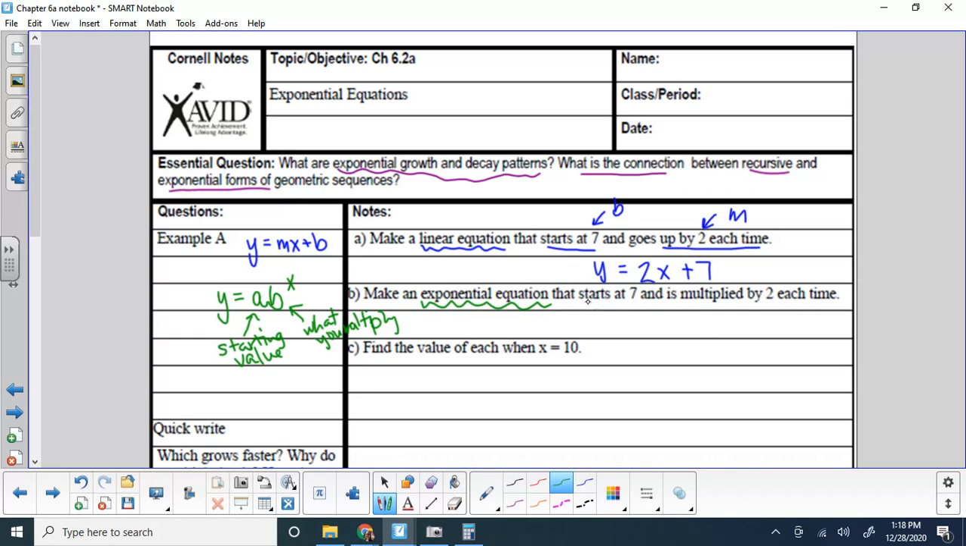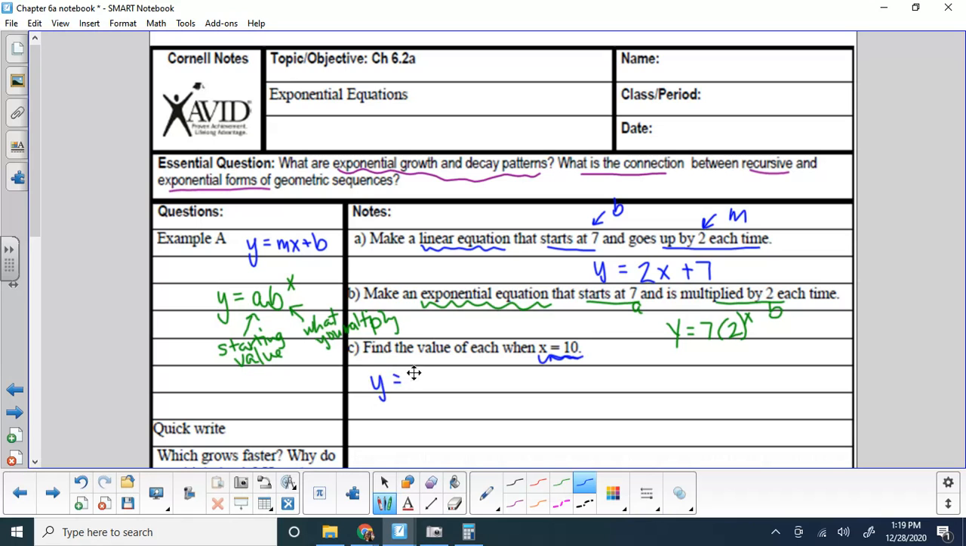So in this case, it says it starts at 7. So 7 is going to be the a in that equation, and we multiply by 2 each time. So that's the b. This equation is going to be y equals 7 times 2 to the power of x. Awesome. Next, they want us to evaluate or find the y value when x equals 10. So basically, we're going to plug in 10 and see what we get out.